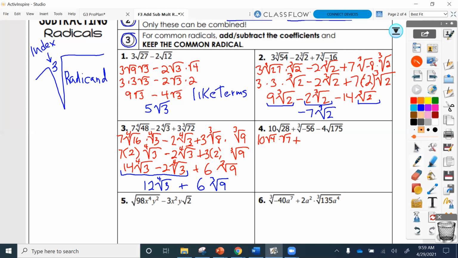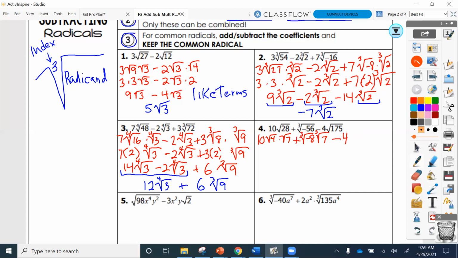plus 56 would be 7 times 8. We know that 8 is a perfect cube. And we'll put that negative with 8. So 8 times 7 is 56. Now we'll bring down the 4, square root of 175.